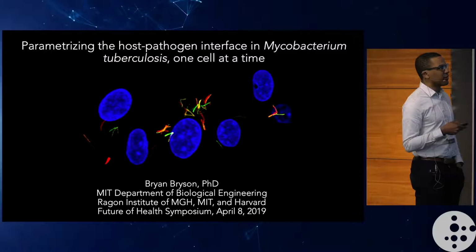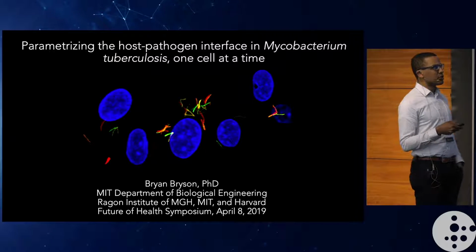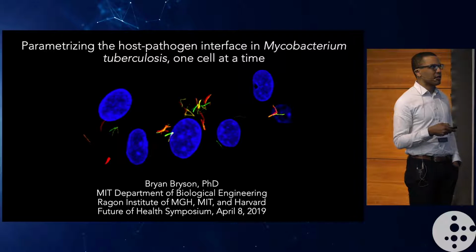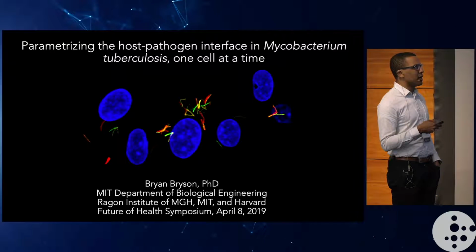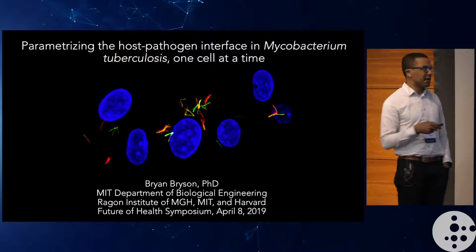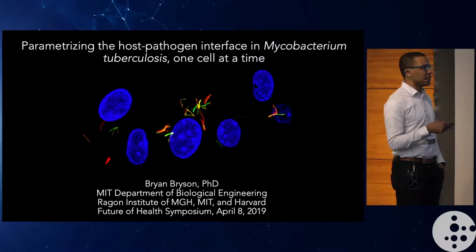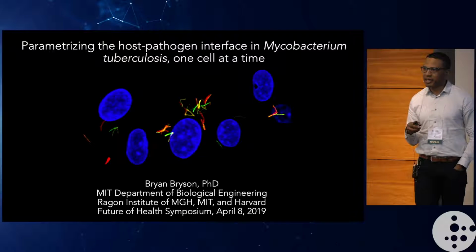Here are macrophages infected with a transcriptional reporter strain of MTB viability. What I want you to take away is that in blue are the nuclei, in red are what we call transcriptionally inactive bacteria, and in green you see what we call transcriptionally active bacteria.